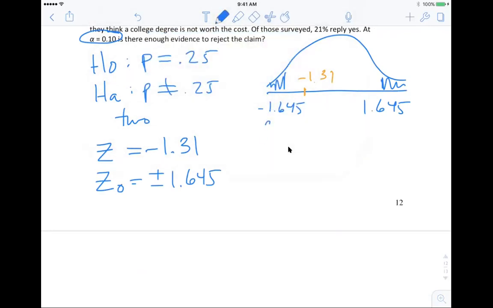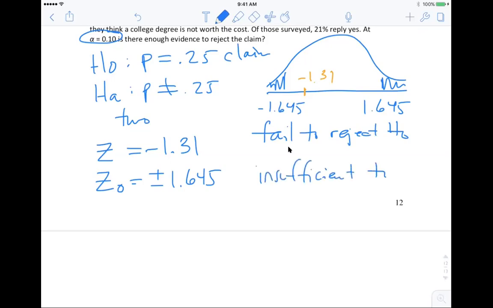So this one again will be fail to reject H sub 0. H sub 0 was the claim. Fail to reject it. There's insufficient evidence to reject the claim. So the keywords there are insufficient to reject. It's that same sentence over and over. There is insufficient evidence to reject the claim.